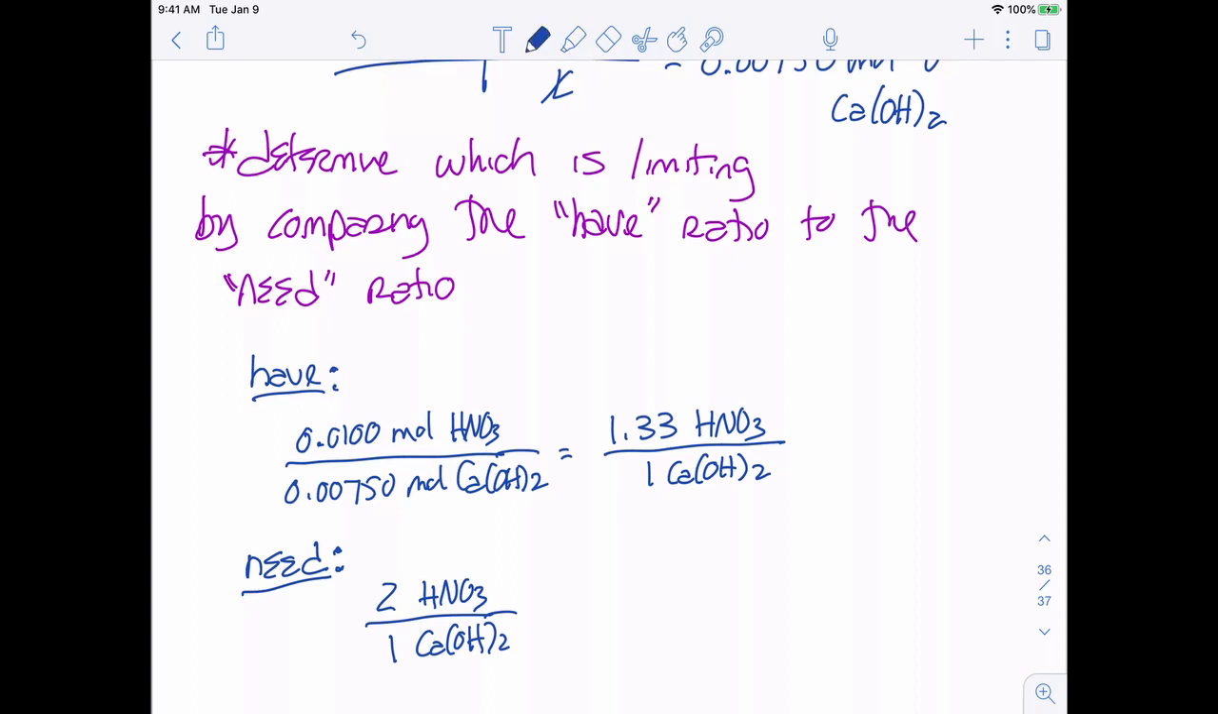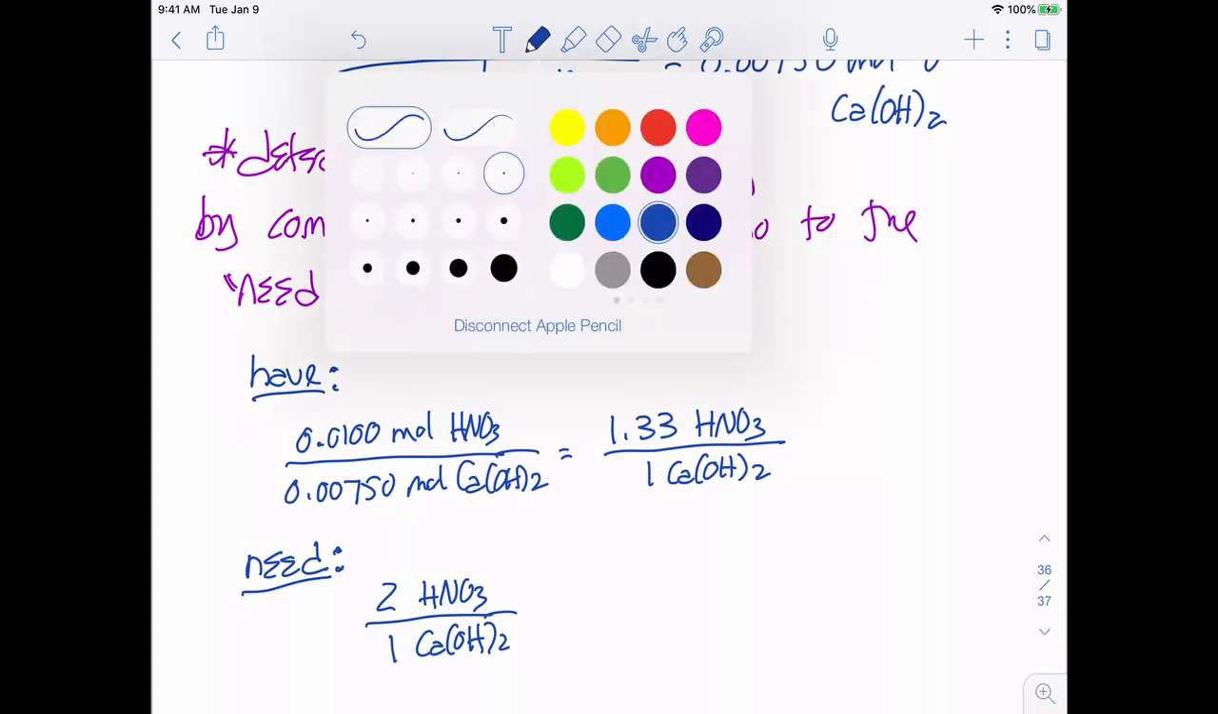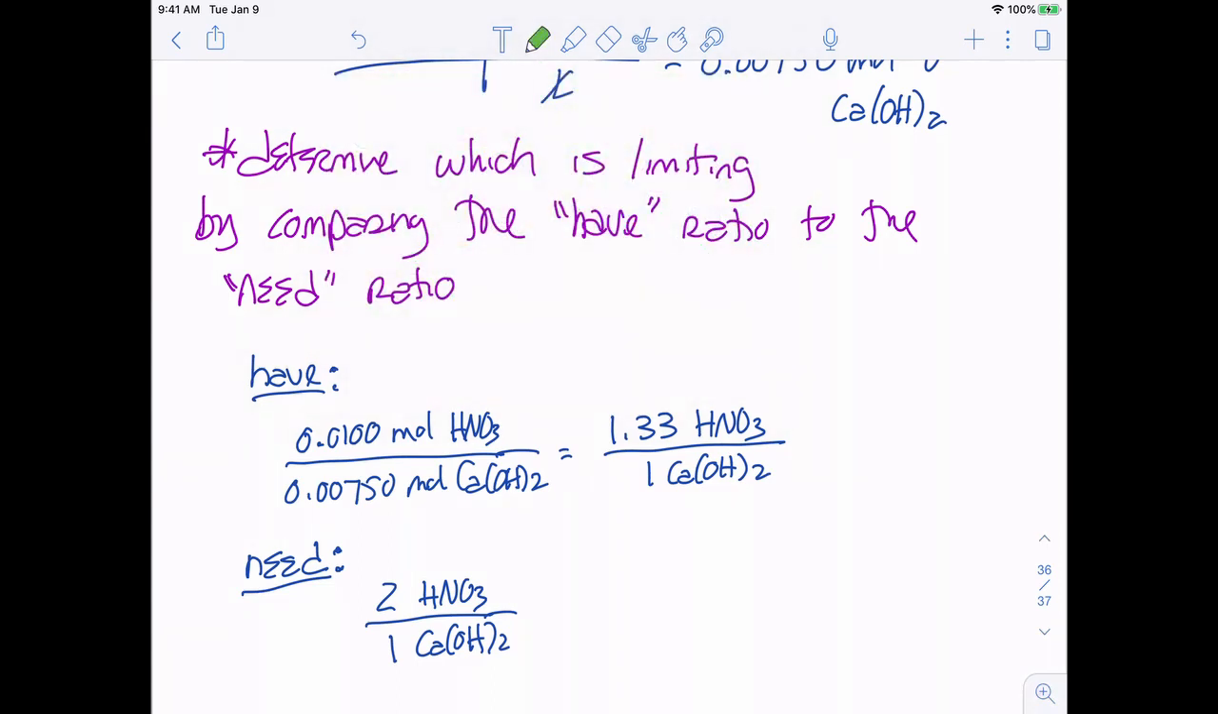So what I need, right? I need 2 nitric acid. I have 1.33 nitric acid. So I don't have as much as I need, right? I don't have enough HNO3, that makes this limiting. We need to have less than that. We have 1.33, that's less than 2. So when that's your case, the 1 on top is limiting.